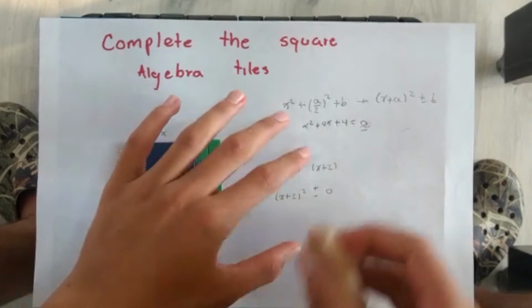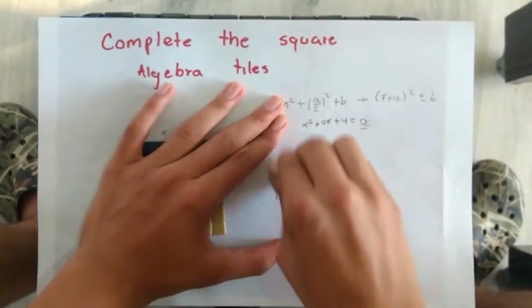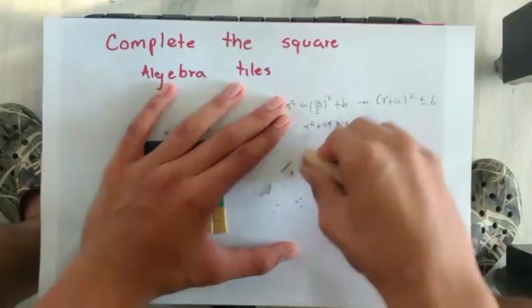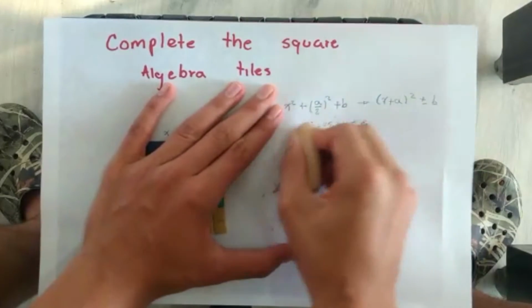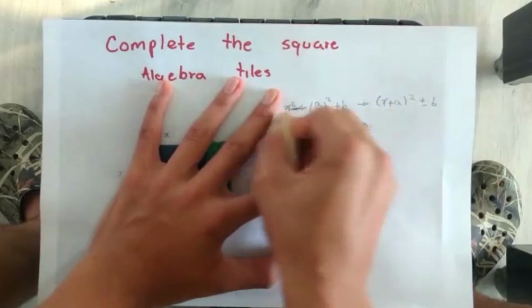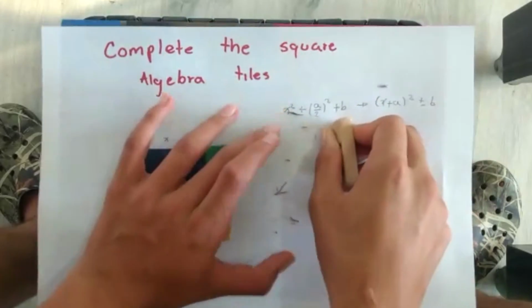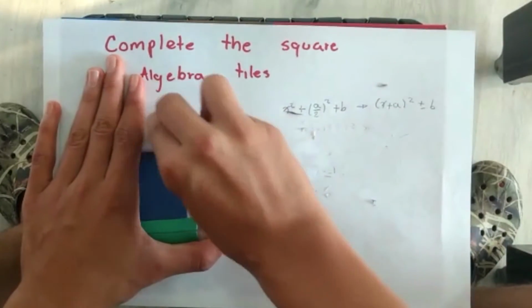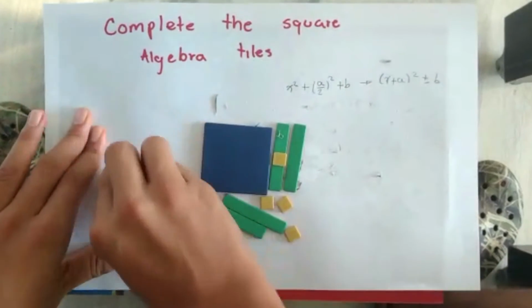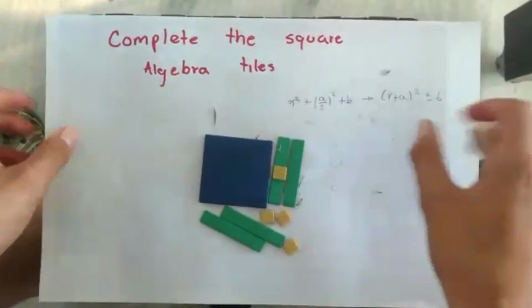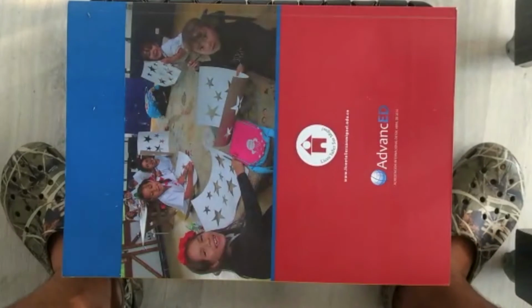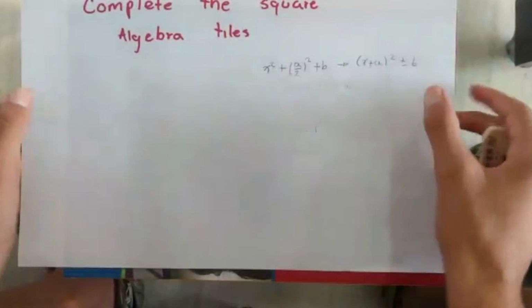So now we're going to try this game with another exercise. Let me take a moment to take this out quickly. Okay, let's take the algebra tiles. Wait a moment. Here we have. Okay, here we go.